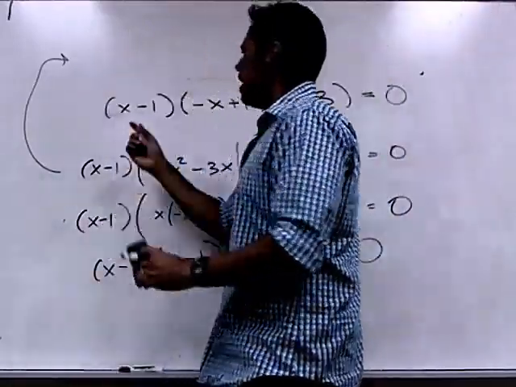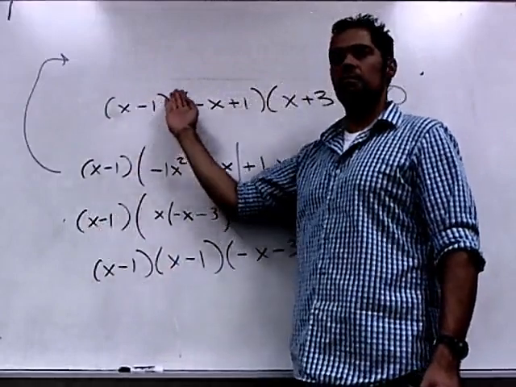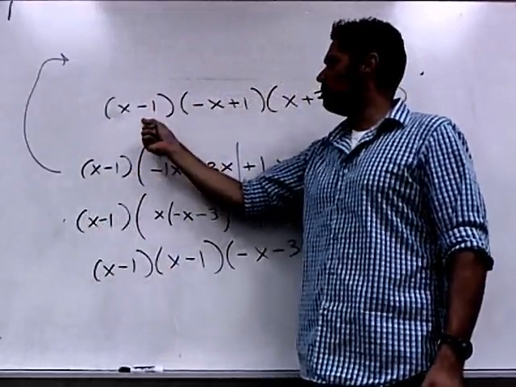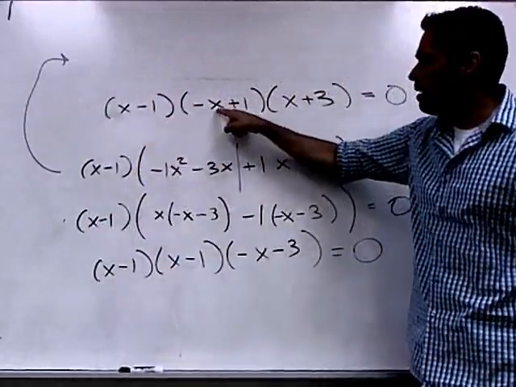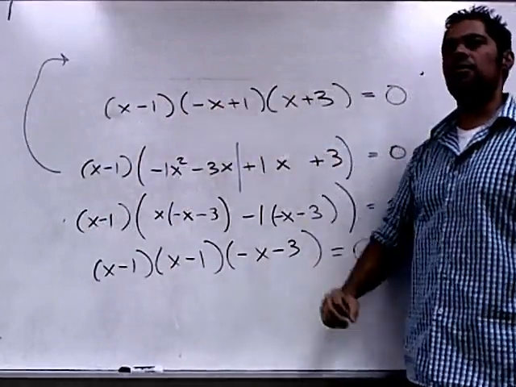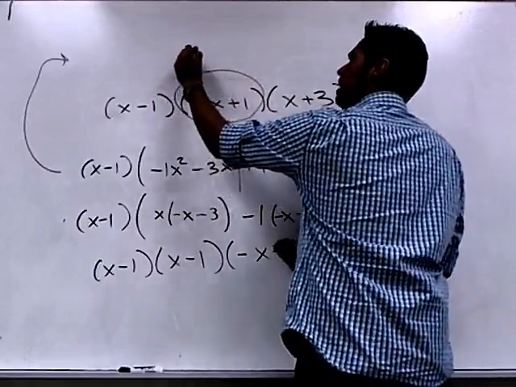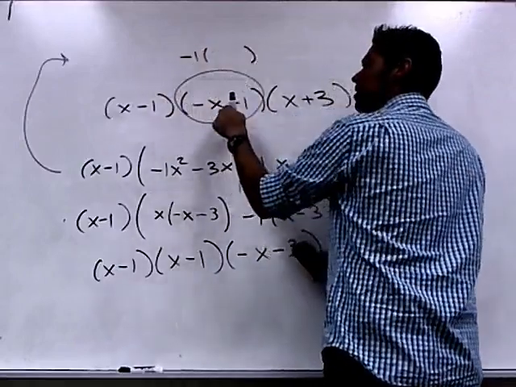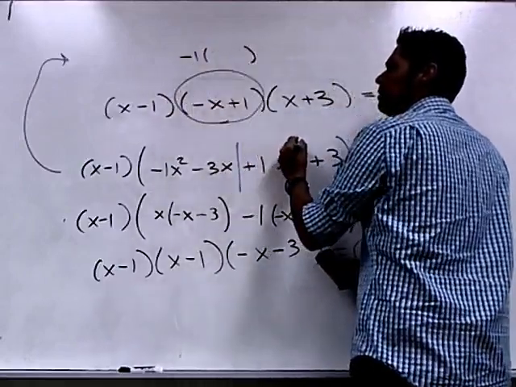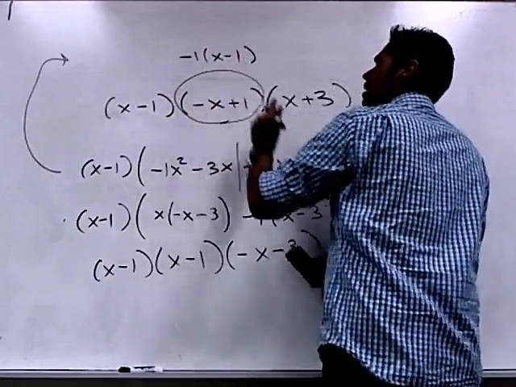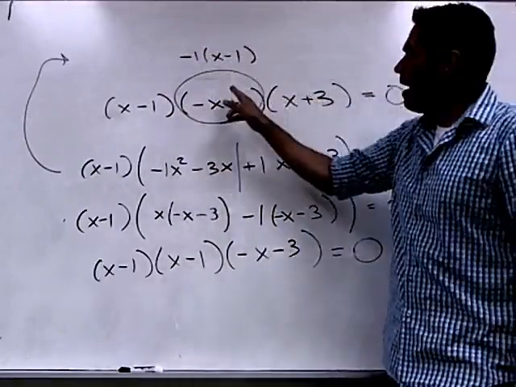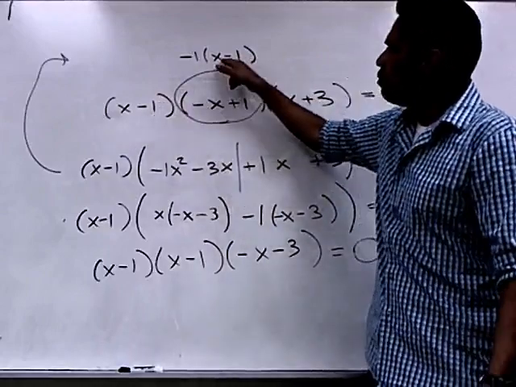if I plug 1 in here, what happens? If I plug 1 in, I get 0. What if I plug 1 in right there? I get 0 also. In fact, if I take just this factor and pull a -1 out of it, just this one, what would I have inside? x minus 1. So by pulling a negative out of this factor, you can see the x minus 1 twice.